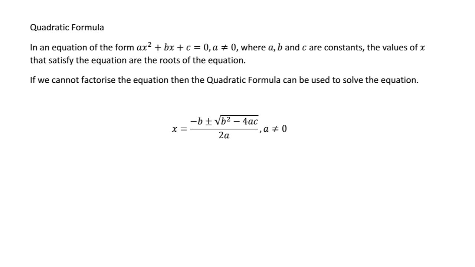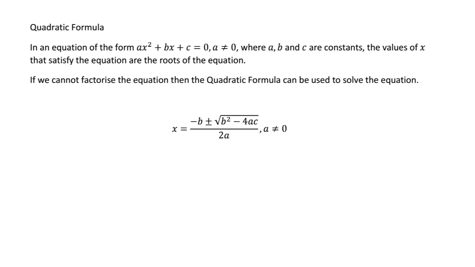So in an equation of the form ax squared plus bx plus c is equal to 0, and that depends on a not being 0, where a, b and c are constants, the values of x that satisfy the equation are the roots of the equation. And as we say, if we cannot factorise the equation, then the quadratic formula can be used to solve it.